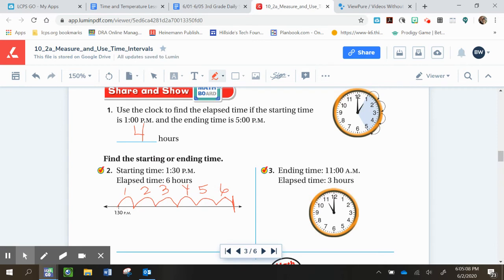At the top. And then what you're going to do is add an hour each time. Remember, 30 minutes does not change if we're adding hours. So this would be 1:30, 2:30, 3:30, 4:30, 5:30, 6:30, and 7:30 is going to be our answer there. Okay?